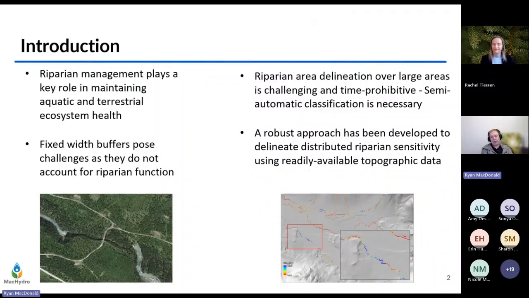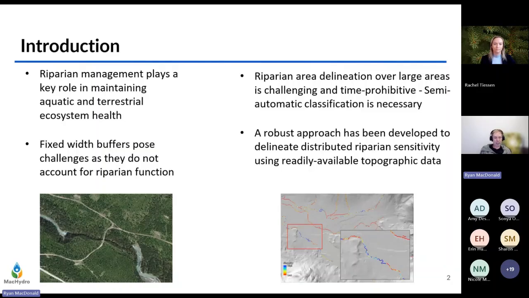So really the motivation for this work is grounded in the fact that riparian management is critical for maintaining aquatic ecosystem and terrestrial ecosystem health. Most of you would know this very well, but ultimately, riparian areas are some of the more critical pieces of the landscape, and that interaction between riparian areas and the aquatic ecosystem is a really important feature that forestry can play a major role in.